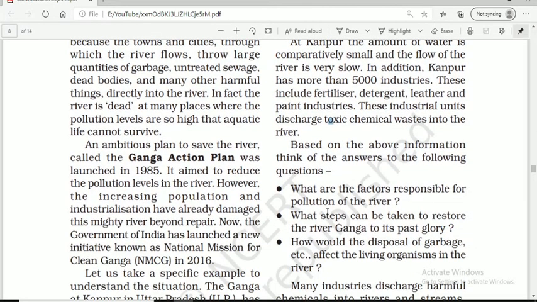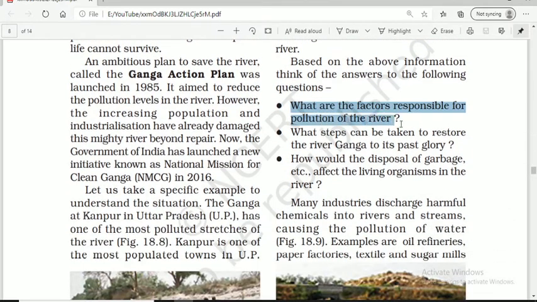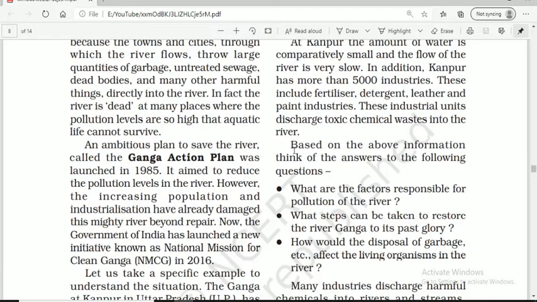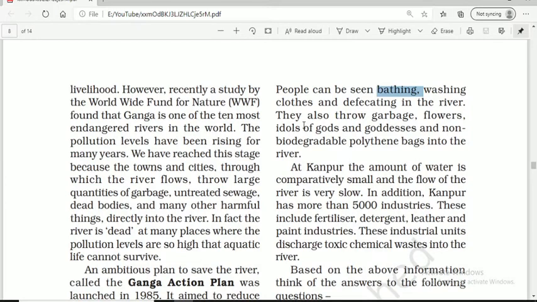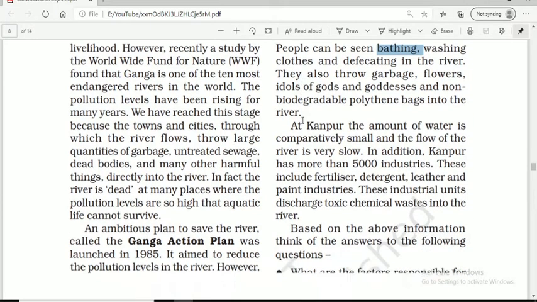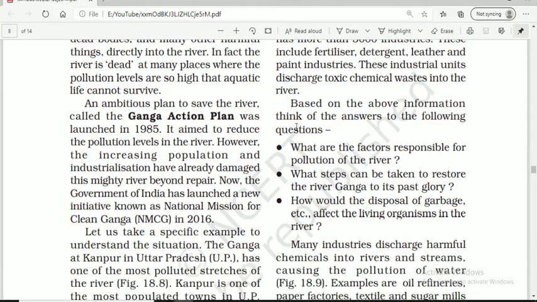Based on the above information, think of the answer to the following questions. First question is, what are the factors responsible for pollution of the river? So in one word, what you have to say is that we wash clothes, do bathing, defecate, and many industries throw their chemicals into the river. So these are the main factors responsible for the pollution of water.